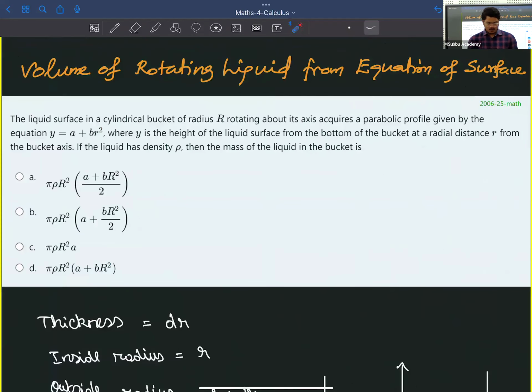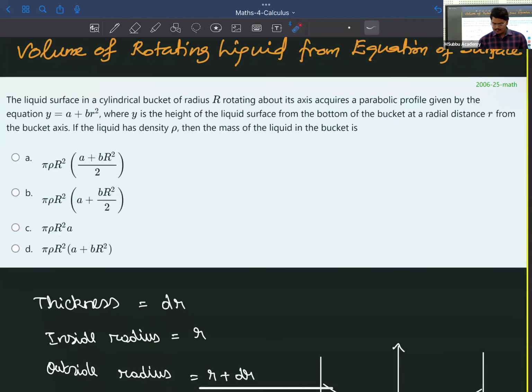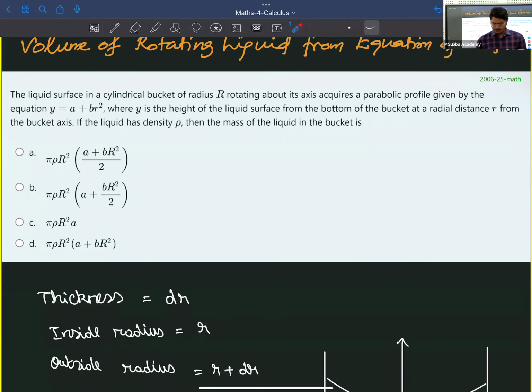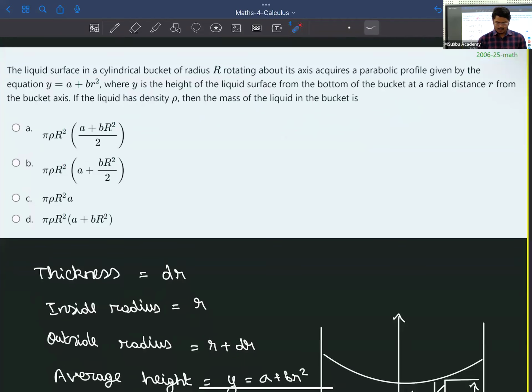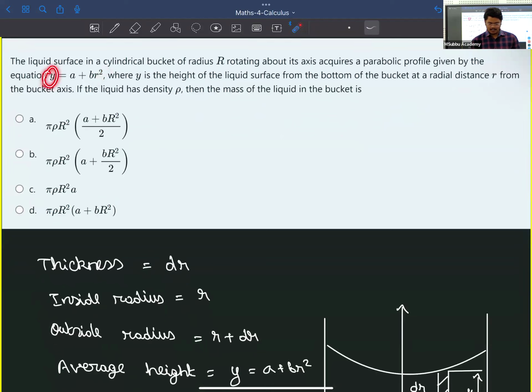This is a volume problem of a cylindrical bucket. What they have given is a liquid surface in a cylindrical bucket of radius R, which rotates about its axis and has a parabolic profile, given by the equation y equals a plus b r square. Here y is the height, the radial distance is small r, and the density is given as rho. They are asking for the mass of the liquid.